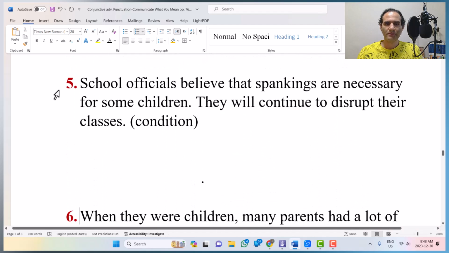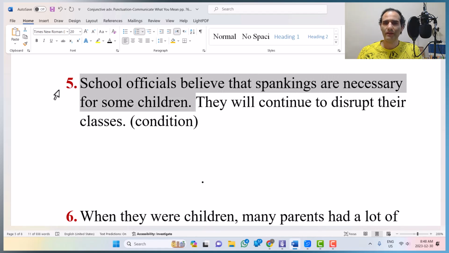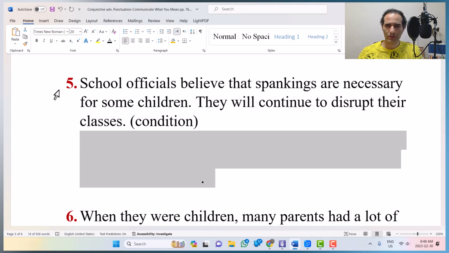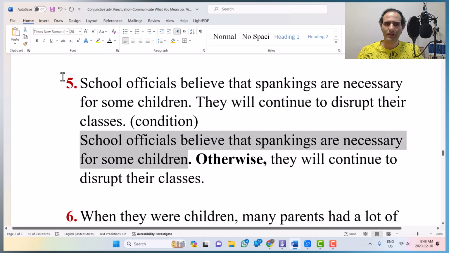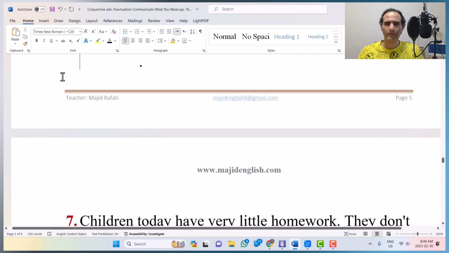Number 5, school officials believe that spankings are necessary for some children. They will continue to disrupt their class. So if they don't do it, they will disrupt the class. It means "otherwise." School officials believe that spankings are necessary for some children. Otherwise, they will continue to disrupt their class. Disrupt the class, a beautiful chunk for you to transfer into your vocabulary notebook.